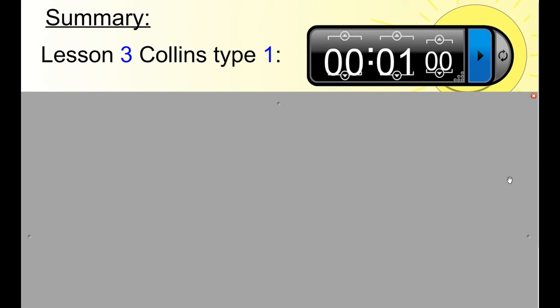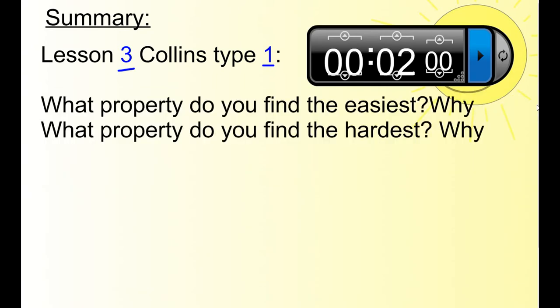Alright, so for our summary, this again is on the Collins writing page in front of your packet. This is lesson 3. It is a type 1. And let's make it 2 minutes instead of 1 minute. Questions are, what property do you find the easiest? So out of the properties we learned today, what property do you find the easiest and why? And then what property do you find the hardest and why? This just gets you to reflect on your own learning here. So go ahead and answer these questions in the Collins writing page in front of your packet. And when you're done, that's the end of the lesson.